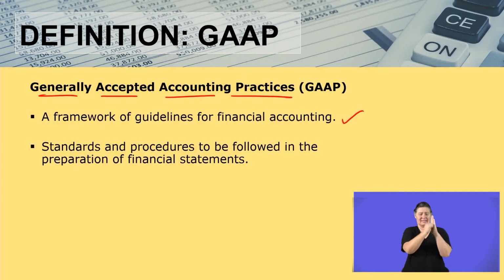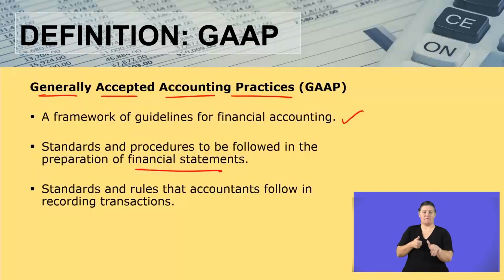So in accounting, when we prepare what we call financial statements, there has to be standards and procedures that we use when we are preparing our financial statements. That is what we call GAAP. Now, these are standards and rules that accountants follow in recording transactions. So we just don't record transactions as we want, but there are standards as well as rules that must be followed by accountants in recording transactions.